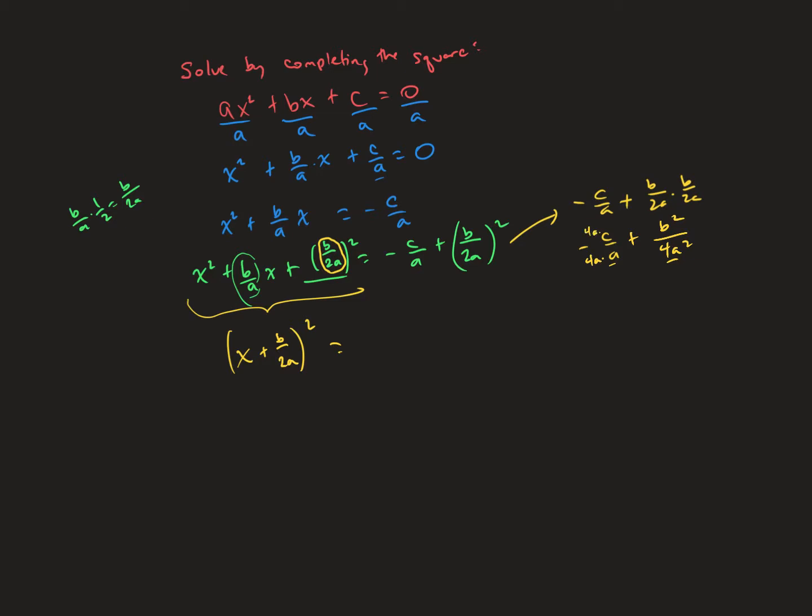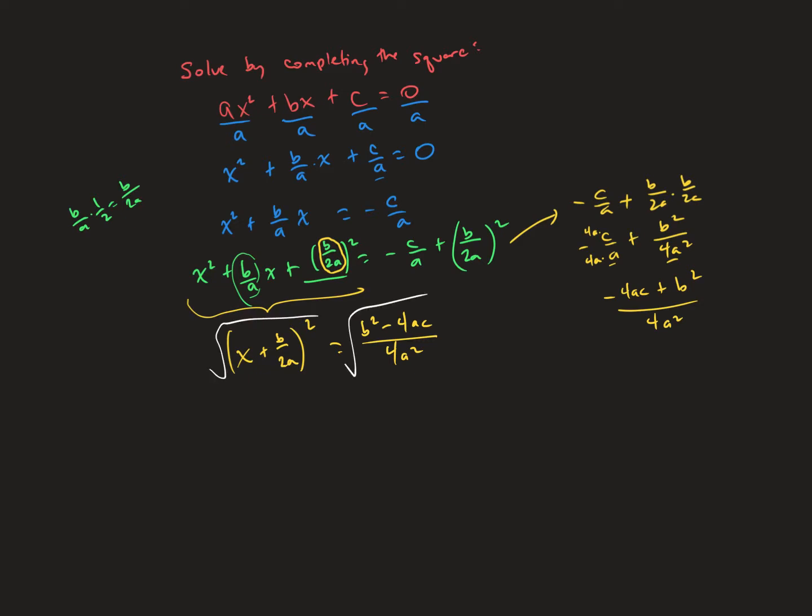So what I'd have then is negative 4ac plus b squared all over that common denominator. Now when I write this over into my equation, I'm going to flip the order on top. The b squared minus 4ac, and that's all over 4a squared. All right, now I'm ready to take the square root of both sides.